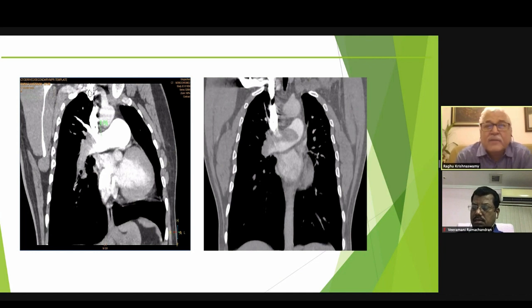I didn't have the report. These are all oral communications made by the doctor concerned. And he was COVID positive. So in this setting, they tried to manage him conservatively.